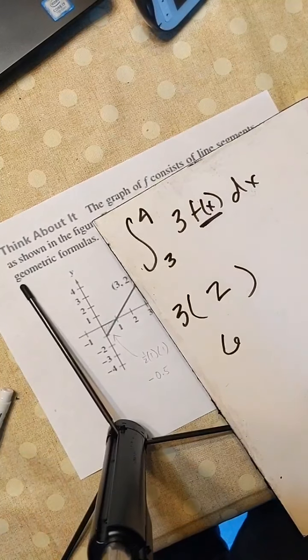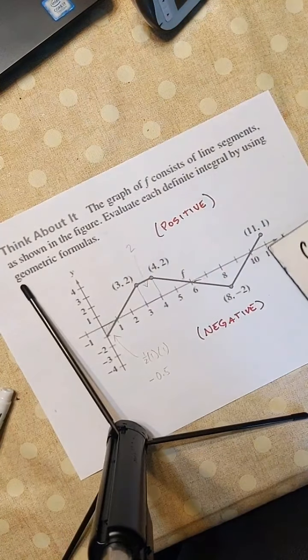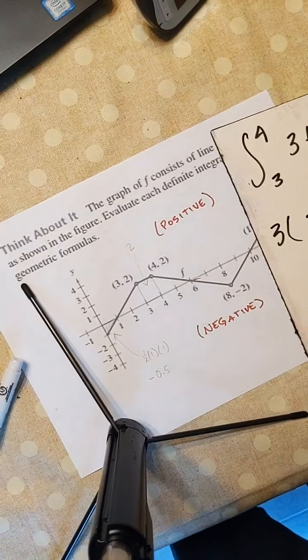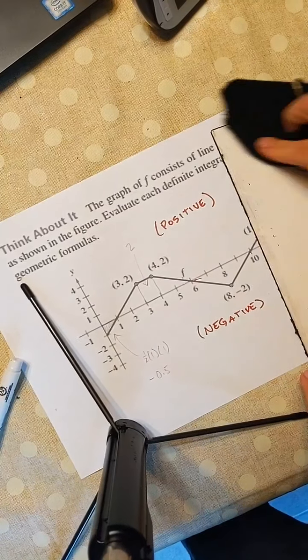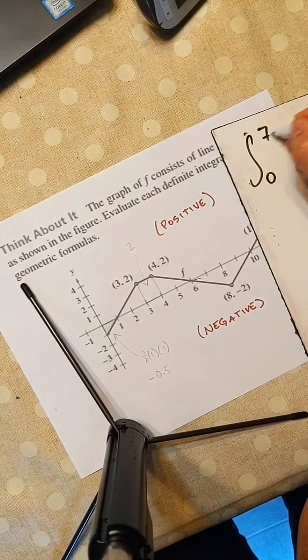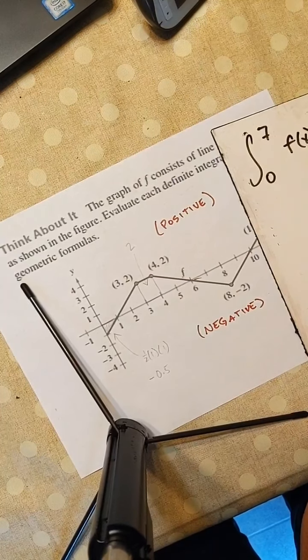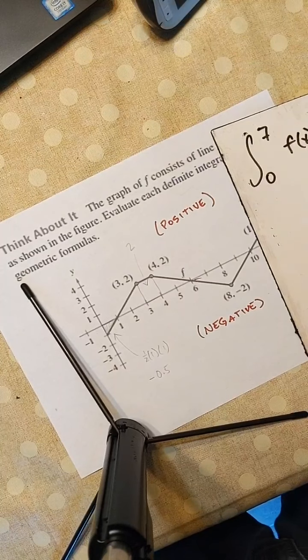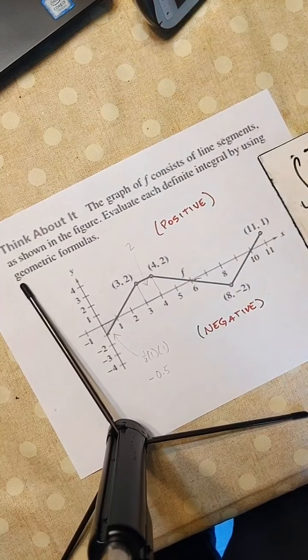Okay. Next, we're going to find the integral from 0 to 7 of just regular f of x. So we're not doing anything fancy here, but we're just going to go from 0 to 7.